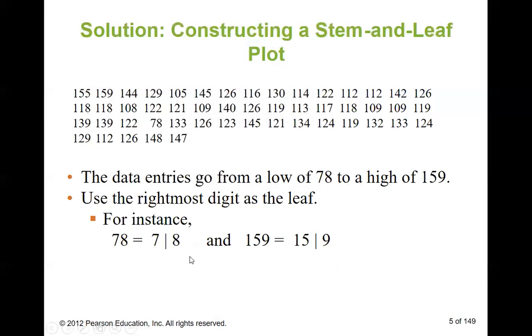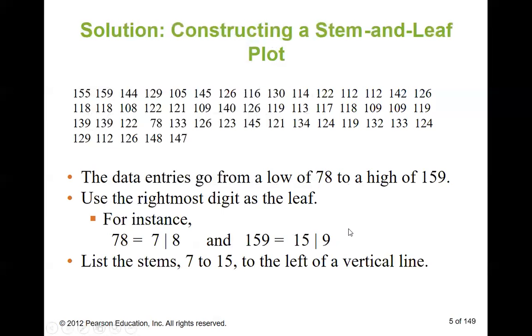This is pretty logical because you still keep all the digits and there aren't any extra digits we left off anywhere. So we're going to have to go from 7 to 15 to the left of the vertical line. You got your pencil, you got your notes, right? So this is what you're going to be putting on there.